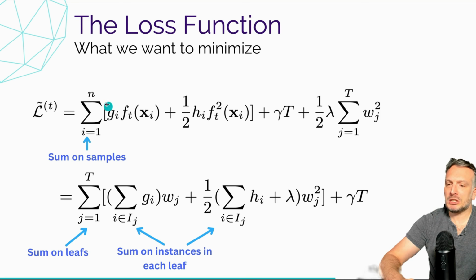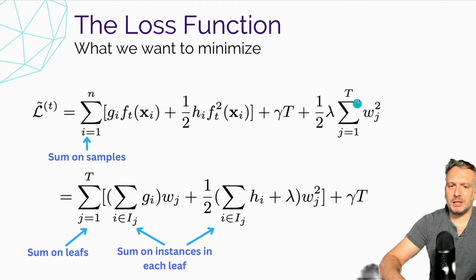So we can decompose the sum over all the samples into a sum over all the leaves and a sum over all the instances in each of the leaves. This is good because here we had a sum over all the different leaves in the tree, and here we had a sum over all the samples, so it was hard to mix the different terms between the different sums. But now that we have a sum over all the different leaves in the tree, we can mix the different terms in the sum. You can see that this weight here can go here and can be summed with the Hessian.